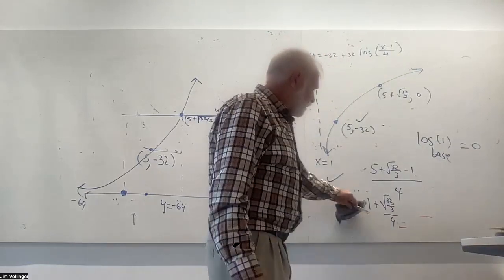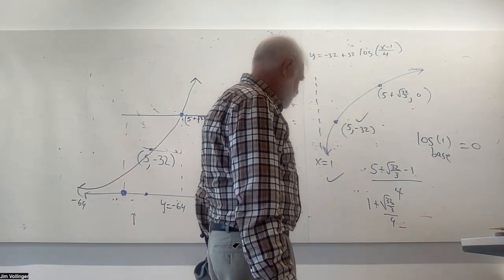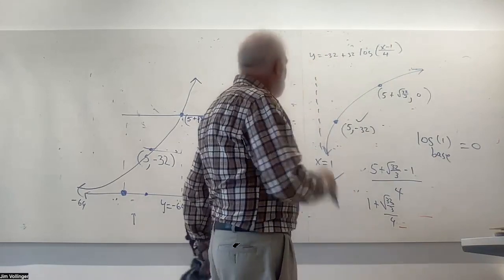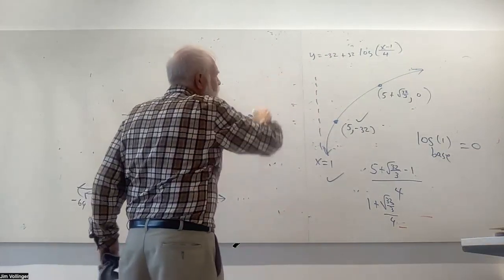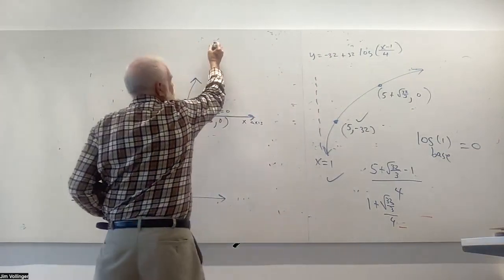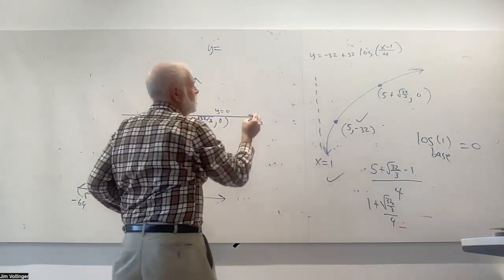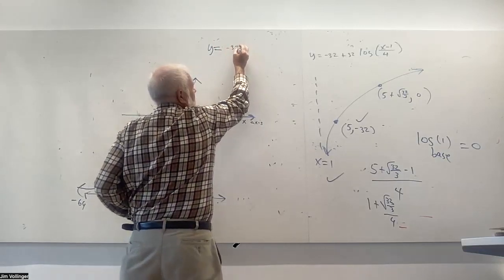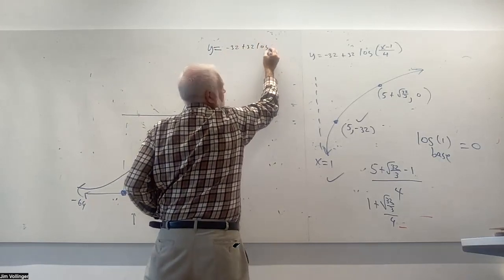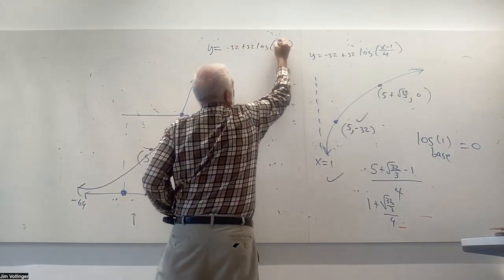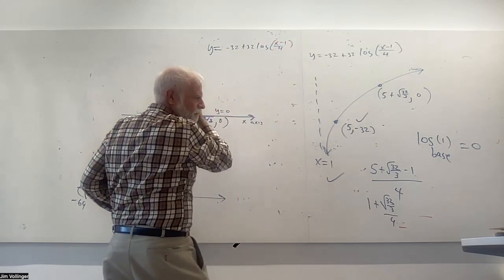All right, so I think I've got that. And so I guess I'm ready to solve this equation. Boy, what an ugly thing. So let's see what happens if we plug it in. No, let's solve it first. Let's write it over here and solve it. And we see all the way up, yes. Minus 32 plus 32 log x minus 1 over 4 with a base of, what was the base again?